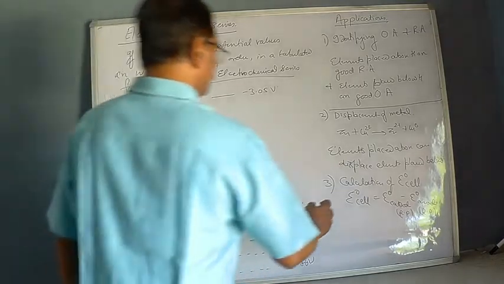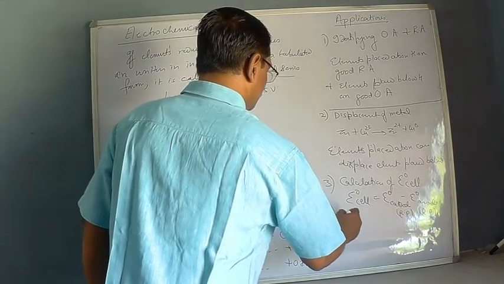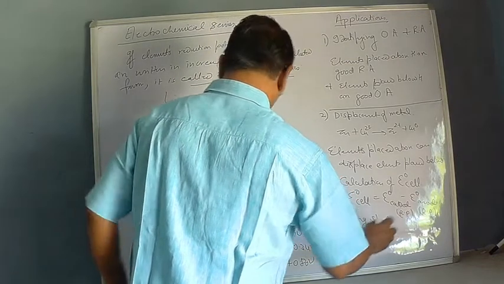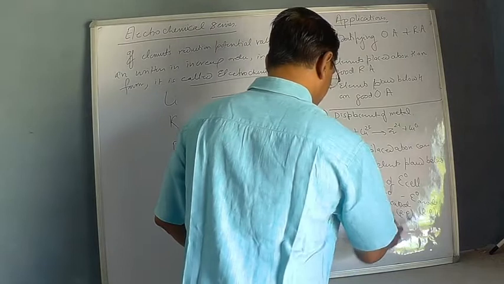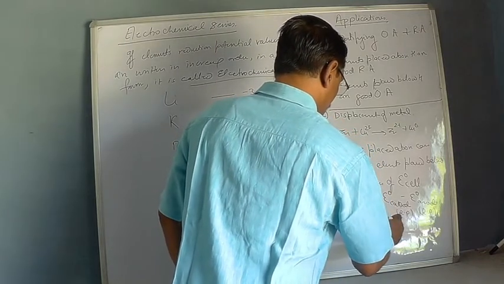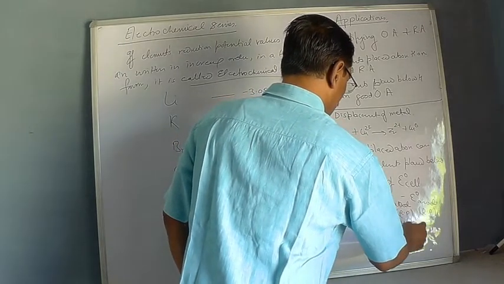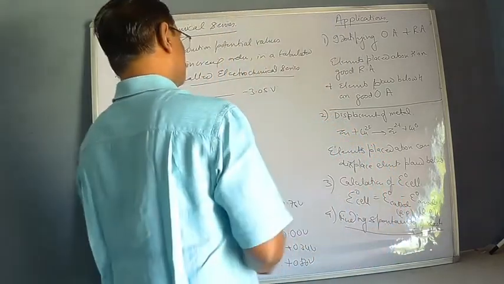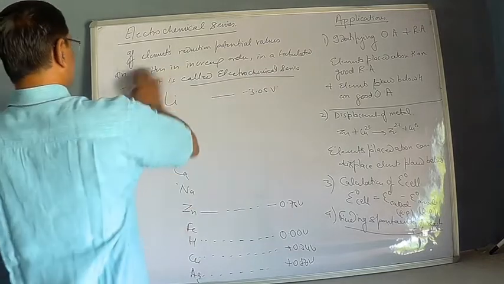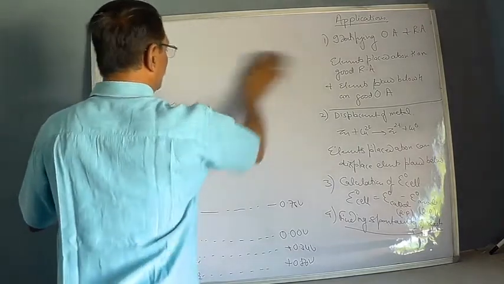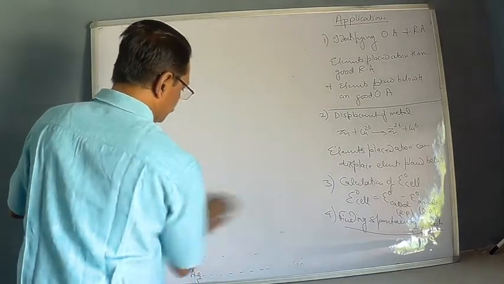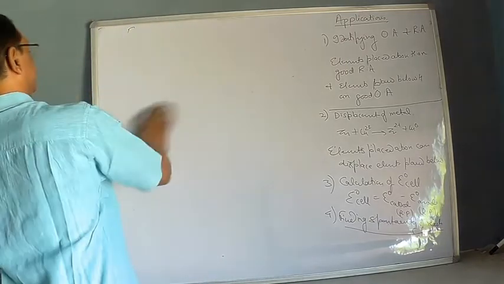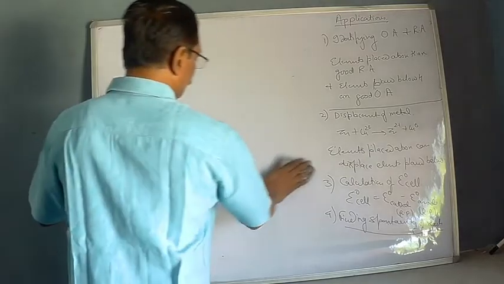And the last is finding spontaneity of a reaction. So how to find out? Class, I am now going to repeat. Finding spontaneity of a reaction simply means whether the cell reaction will take place or not.